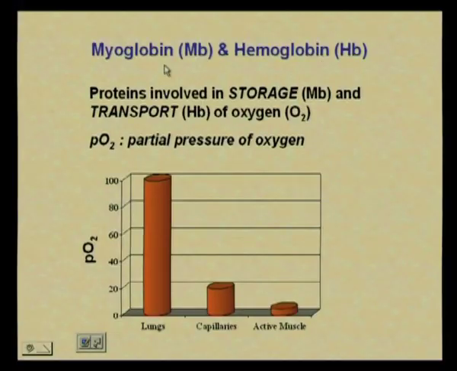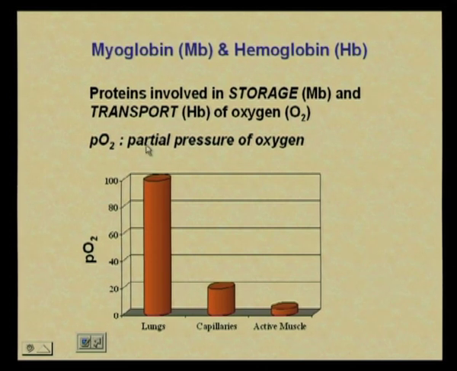So, if we go to the first slide, we have the two proteins, myoglobin and hemoglobin. These proteins are involved in the storage of oxygen, primarily myoglobin, and the transport of oxygen, primarily hemoglobin. We all know that we breathe in oxygen and exhale carbon dioxide, but what we need to know is how this actually occurs.